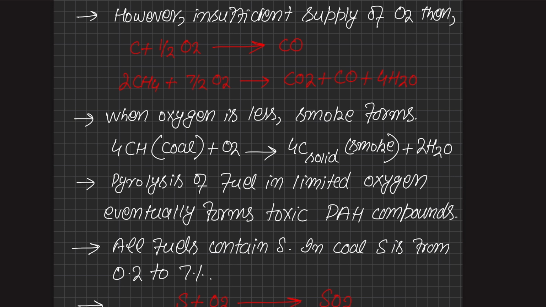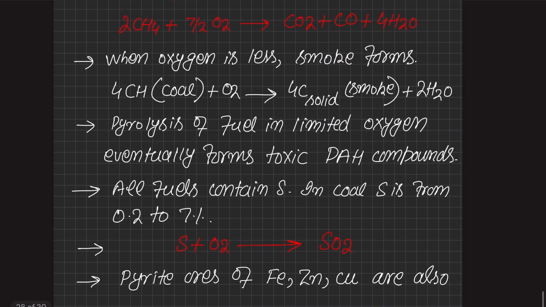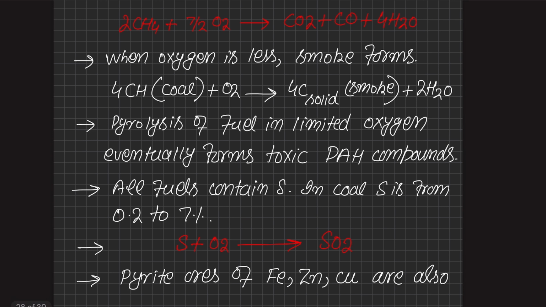Further, with a lesser supply of oxygen, carbon in atomic form is also formed, and the smoke that appears from burning the carbon contents of the coal is due to this carbon. This process is called pyrolysis of fuel, because pyrolysis is composed of two words: lysis, which means breakdown, and pyro, which means heat. So in the presence of heat, the coal containing carbon and hydrogen bonds is broken down to form this carbon form.